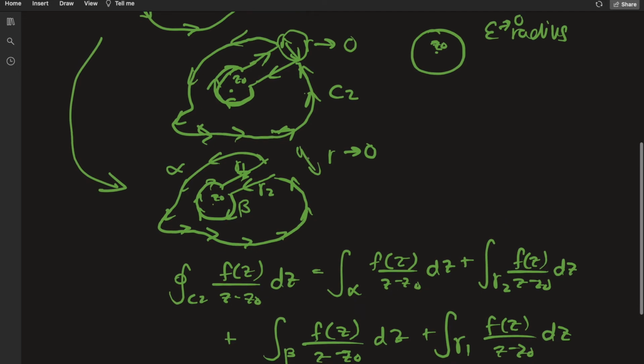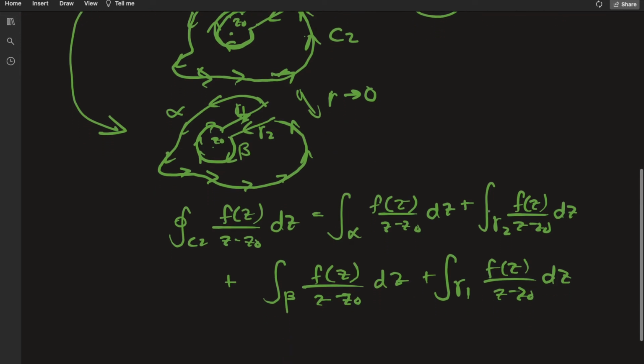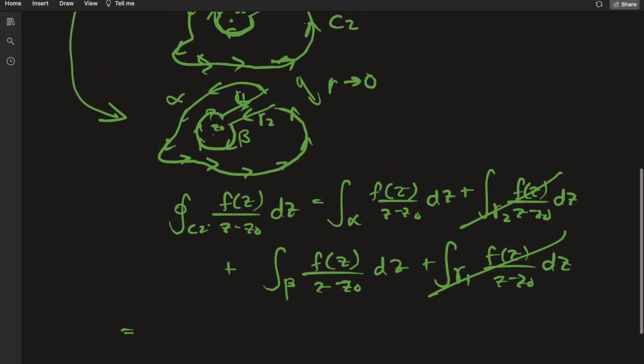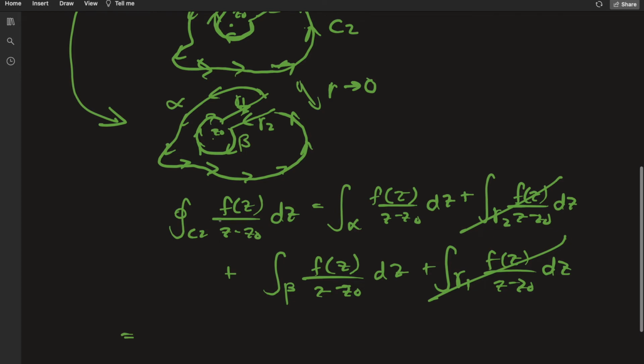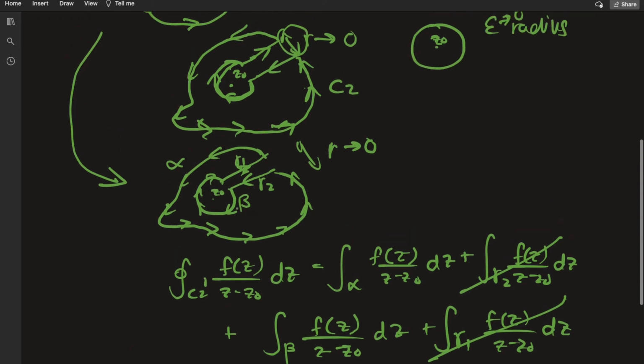Now, as I said, as the distance between these paths goes to 0, both of these integrals are going to cancel out because their contributions will be 0. That was the entire essence of using contour deformation like this. And you have just the integral over alpha basically. I think I should call this C2 prime, because that's the deformed contour.